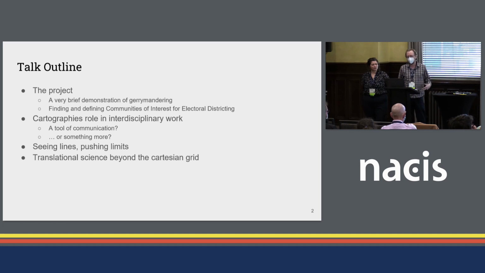We're going to talk about finding and defining communities of interest, which is a term that's really important, and we're going to use as sort of the crux to show where and how cartography runs into limits and questions around representation. And then we're going to sort of talk about cartography's role in interdisciplinary works, seeing these lines, pushing limits thereof. And finally, we're going to conclude with this push towards translational science beyond the Cartesian grid, which aligns really nicely with some of the work that actually Nick just showed. So hooray. There's nothing about ethics in here though, so sorry.